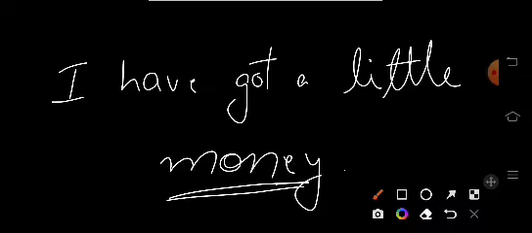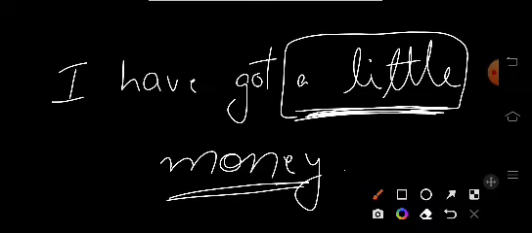Taking more examples, like: I have got a little money. So here money is the noun. And how much money does he have? He has a little money. A little means बहुत ही थोड़ी, meaning it is there but it is very little. So a little is the adjective that is describing the amount of money that he has.